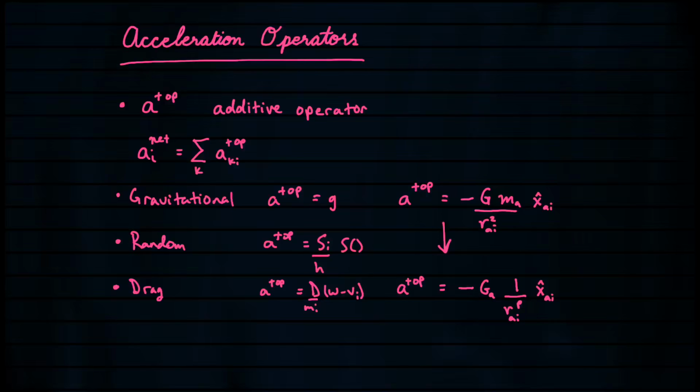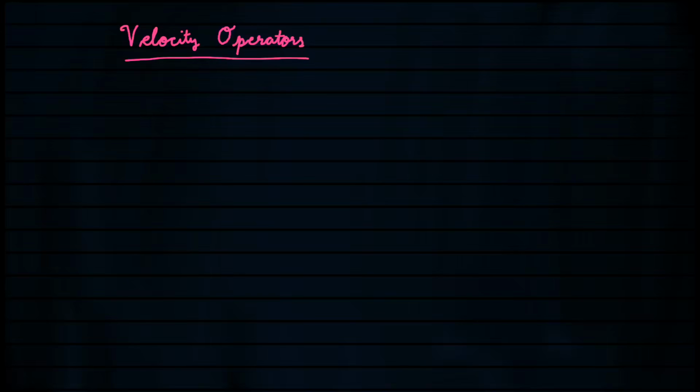And then we could also model drag. So maybe this is something inside of a fluid, or there's wind resistance. We can use an operator to model the force of drag. So the next kind of operators are called velocity operators.